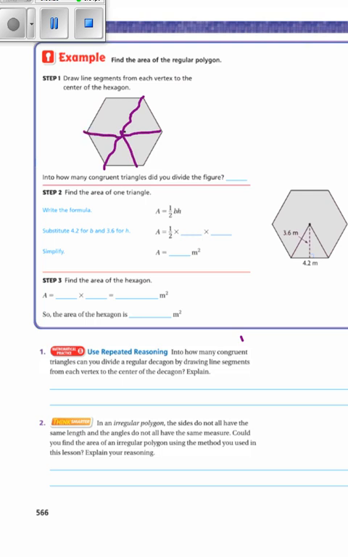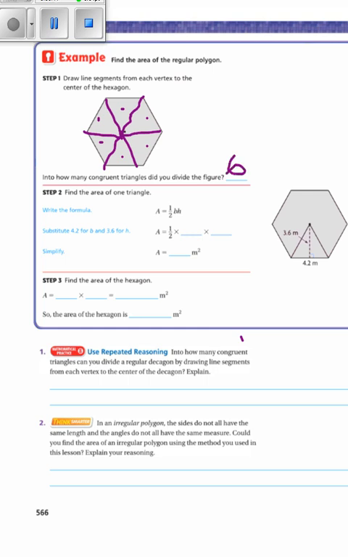And then go ahead and break the pieces apart to get congruent triangles. So here you should have 1, 2, 3, 4, 5, 6 congruent triangles. Into how many congruent triangles did you divide the figure? 6.